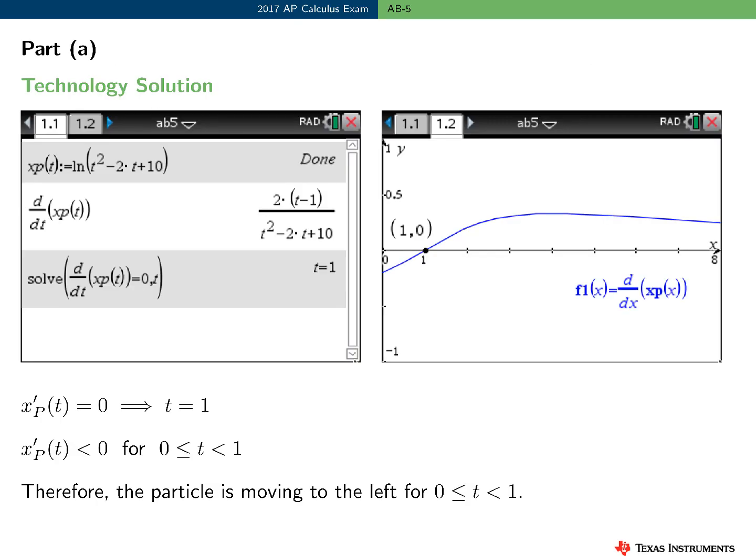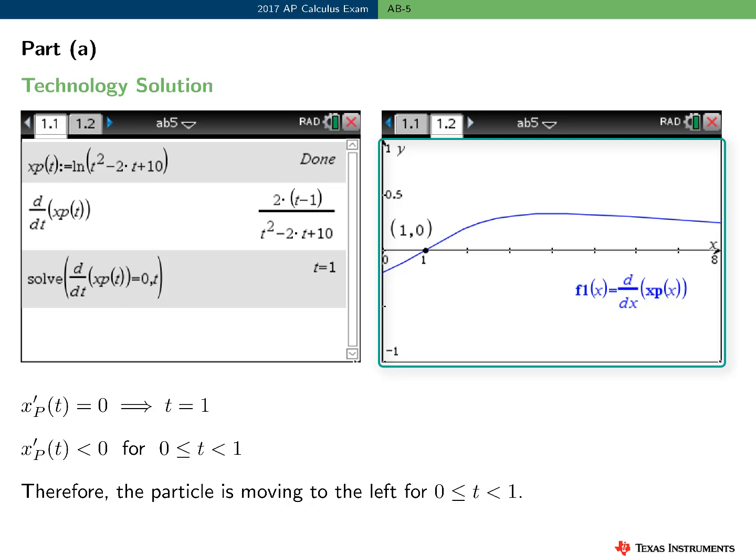Here's a way to solve part A using technology. First, I defined the position function x sub p of t. Then I found the symbolic derivative of x sub p. Using technology, I don't really need to see this derivative explicitly. I can simply solve the equation x sub p prime of t equals 0 for t.